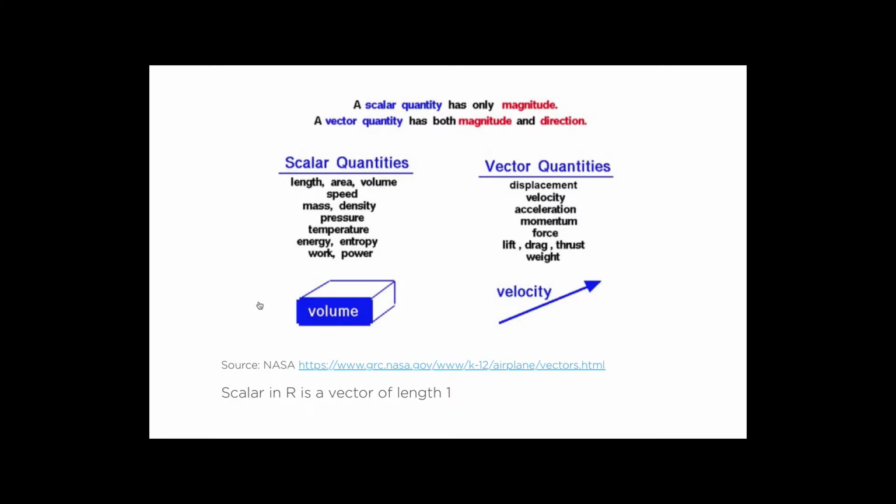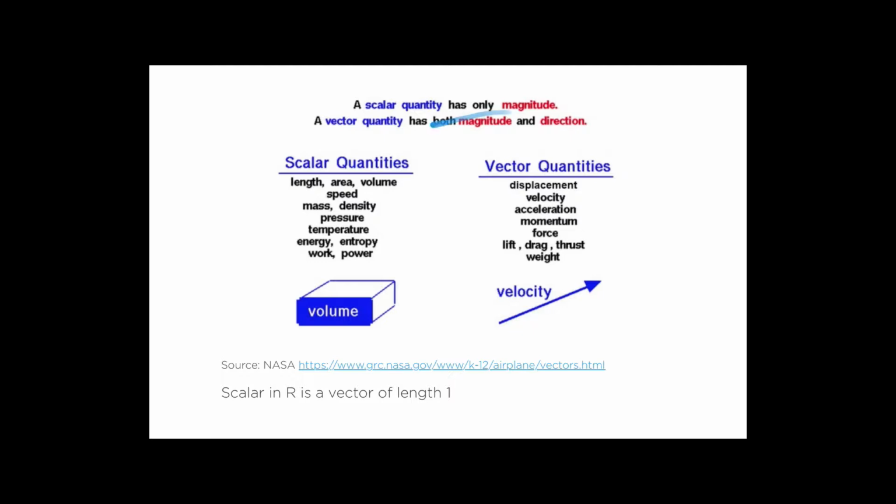A scalar in R is nothing but a vector of length 1, just one element. But being able to distinguish a scalar from other quantities can sometimes be important. A scalar quantity has just one magnitude. A vector quantity has both magnitude and direction.